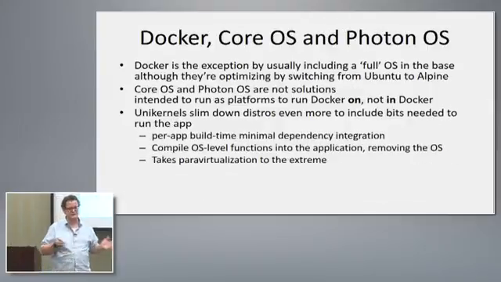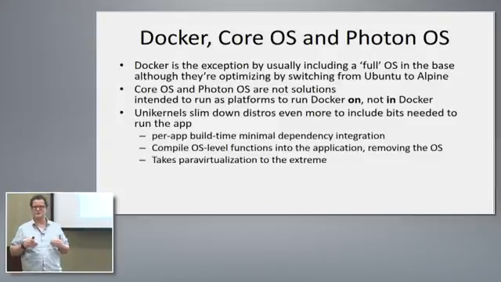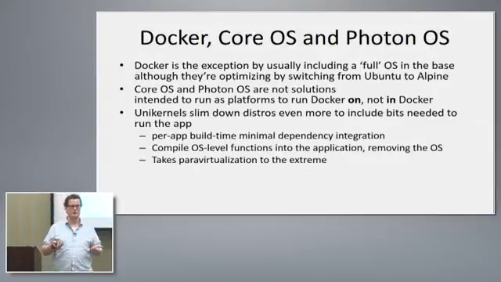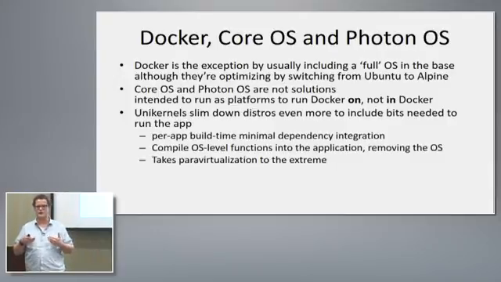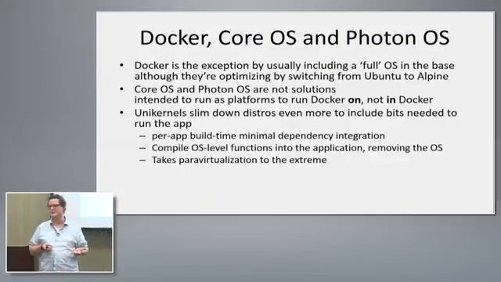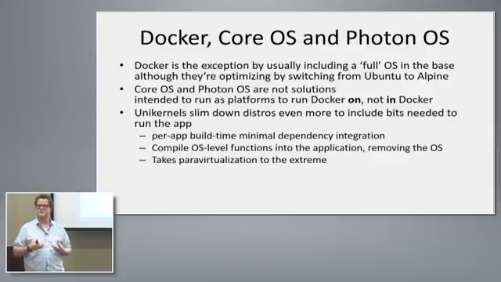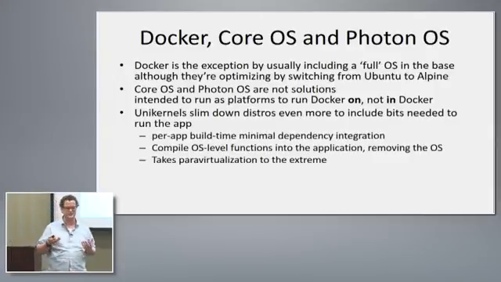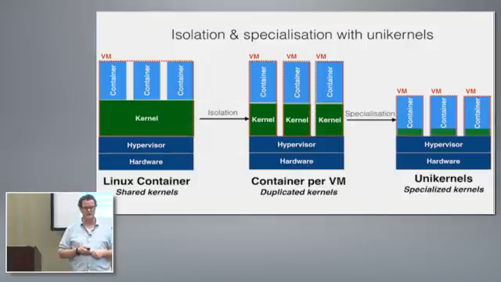So CoreOS, PhotonOS are kind of trying to solve this, but remember these are the platforms that you run your Docker instances on, not in. So these are the base images that you install inside of a physical machine or a virtual machine where you run your Docker instance. So it's very comparable to a host OS. And that's not solving the problem. And while Docker is moving to Alpine Linux as an example, it's a very small, very optimized operating system, it's still not solving the issue.